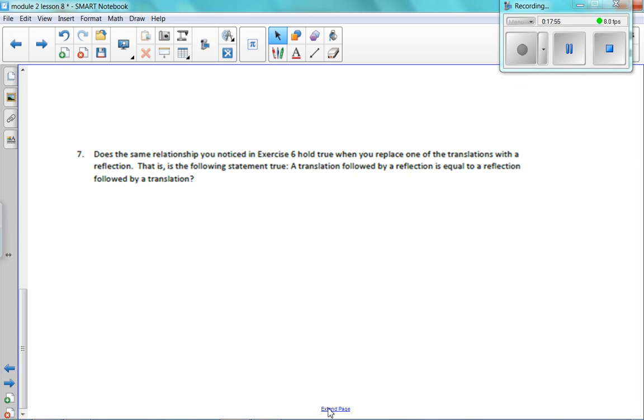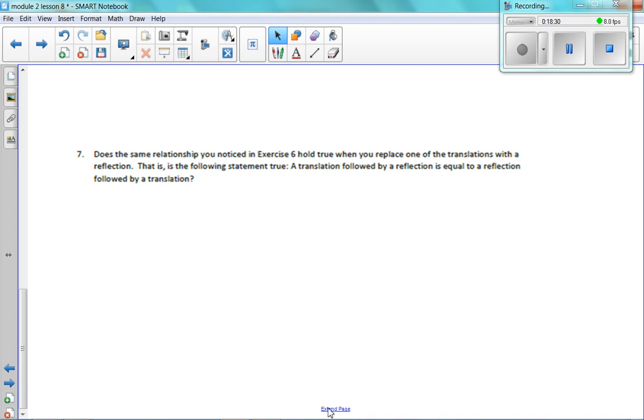says, does the same relationship you noticed in exercise 6 hold true when you replace one of the translations with a reflection? That is, is the following statement true? A translation followed by a reflection is equal to a reflection followed by a translation. So now, take the figure you had before, and now draw a line of reflection. And do a reflection of that figure followed by a translation. Label the resultant A prime. Then do the translation followed by a reflection and label that A double prime.